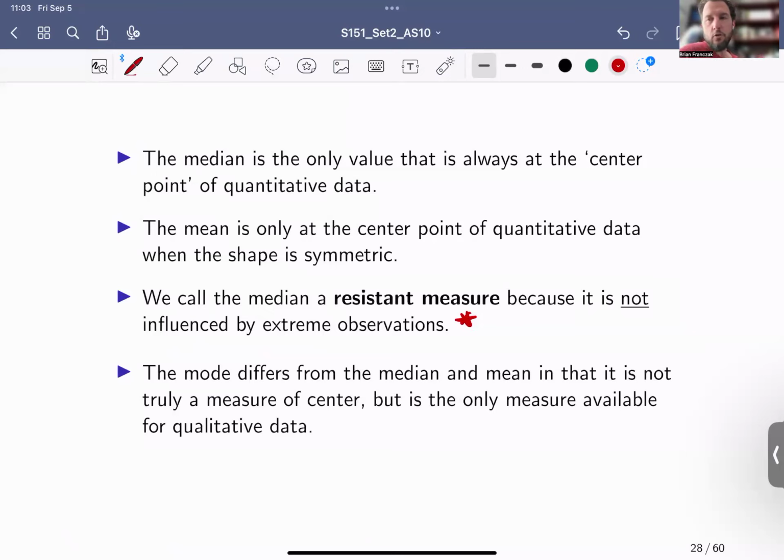The mode is not truly a measure of center in the same way the mean and the median are. And the mode is the only value that actually works for both quantitative and qualitative data.